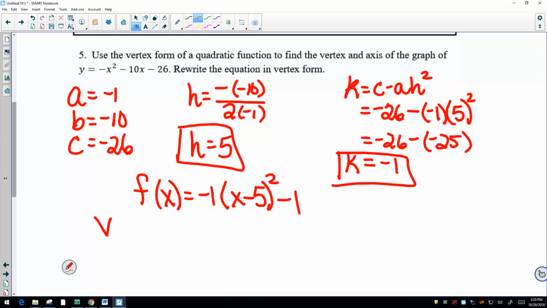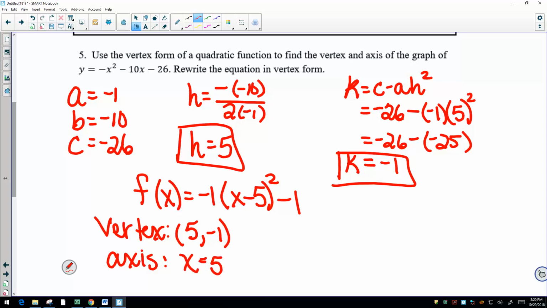Okay, so from here, your vertex we set up above was h comma k. Well, I have h is 5, k is negative 1. There's our vertex. Our axis, that's going to be x equals whatever the h value is. So x equals 5, and there's our axis. So here's your vertex form. We know what the vertex is.